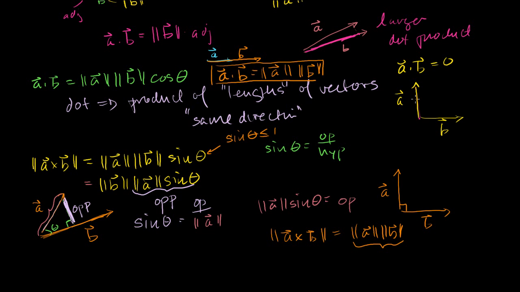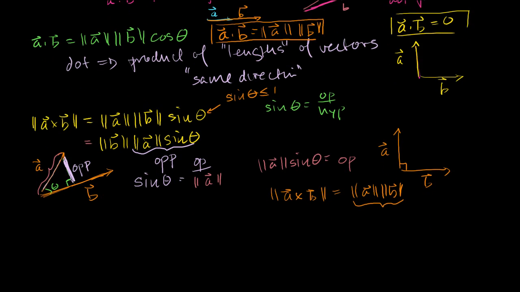And just to make the analogy clear, when they're perpendicular to each other, you've minimized, or at least the magnitude of your dot product. You can get negative dot products, but the absolute value of your dot product is minimized when they're perpendicular to each other.